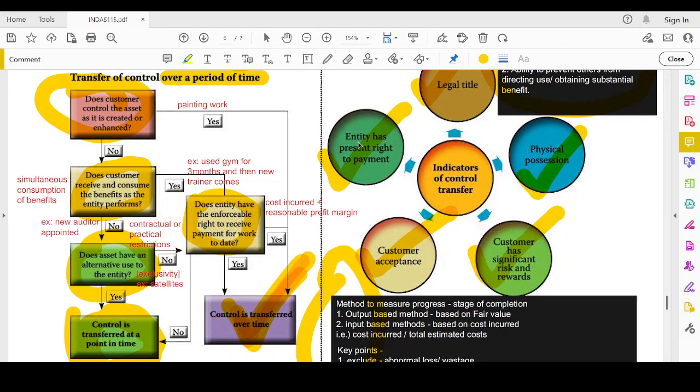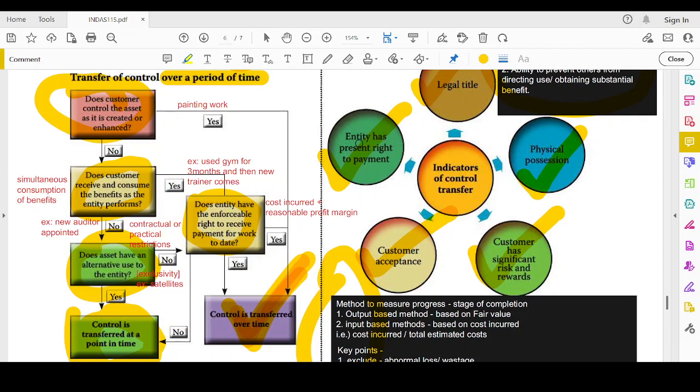If not, then the next question: does the customer receive and consume the benefit as the entity performs, which means simultaneous consumption of benefit? For example, let's take a layman example. As your mother cooks dosa, you just go and eat. Simultaneous consumption of benefit, just for fun. A practical example could be using a gym for 3 months, and then a new trainer comes. Does that mean I have to start from the first? No, right? I have already consumed the benefit for 3 months. That is simultaneous consumption of benefit.